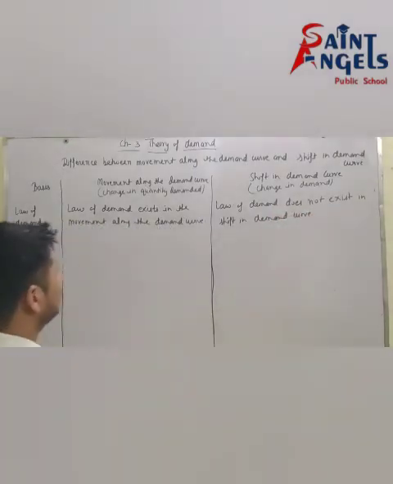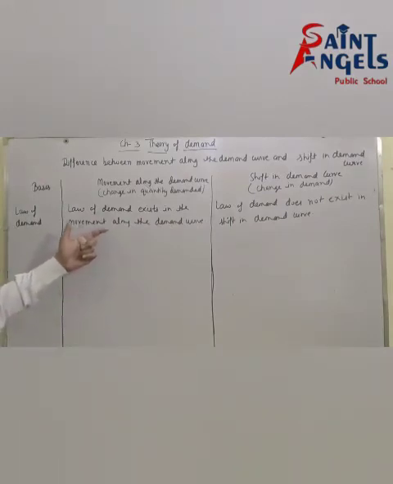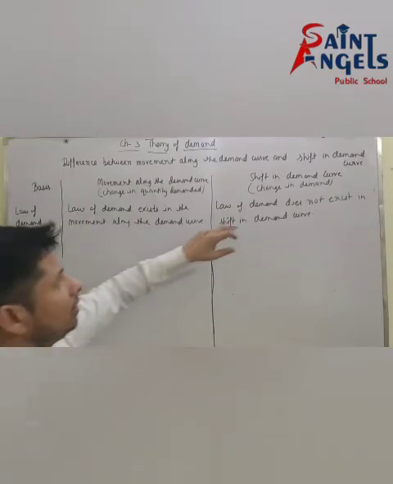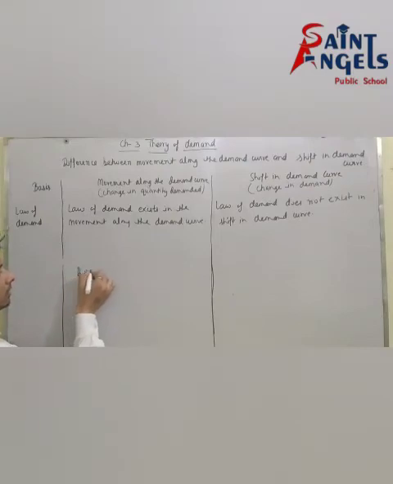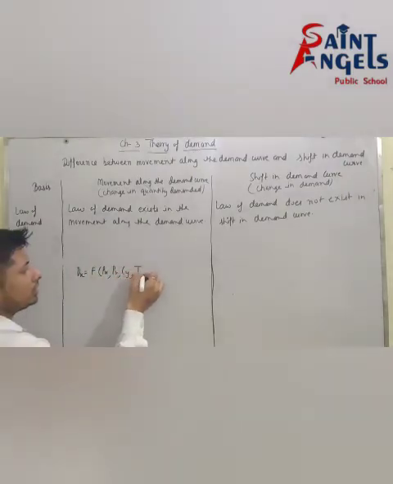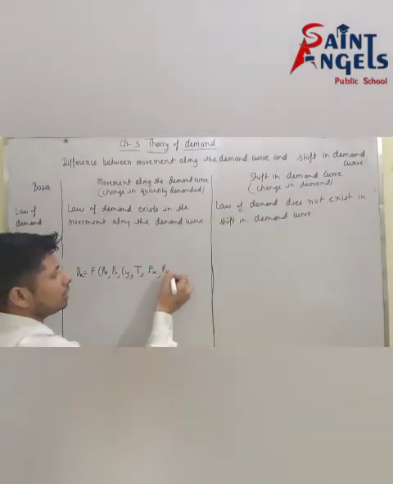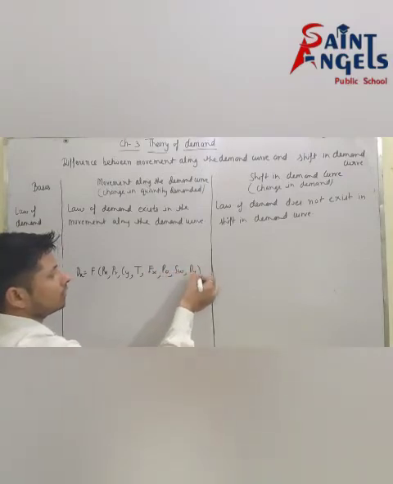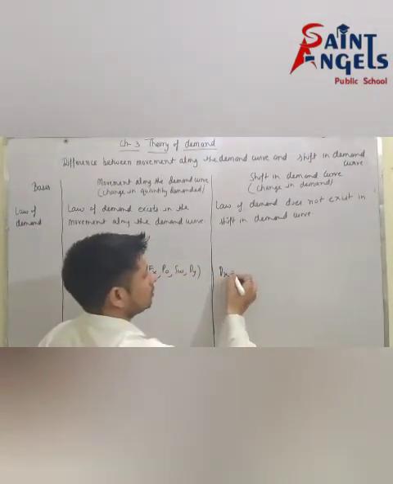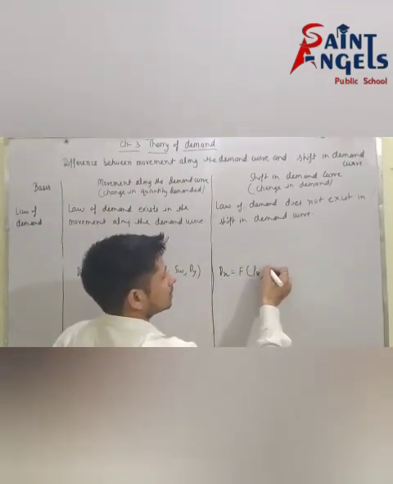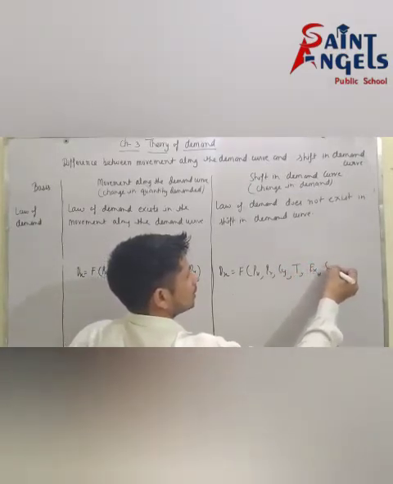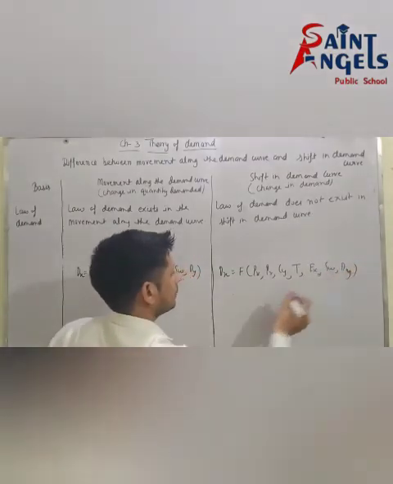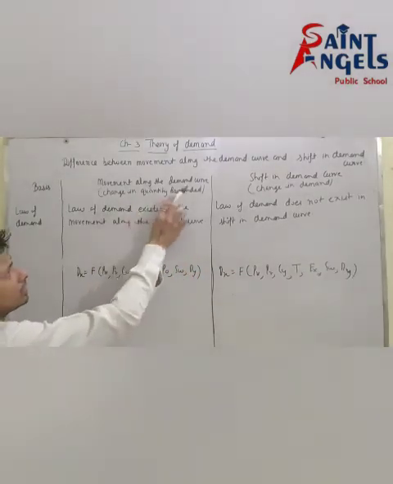How can you say this, that the law of demand will exist in one and will not exist in the other? As you know, this is the market demand function: Dx = f(PX, PR, CY, T, EX, PO, SW, DY). Now, movement along the demand curve.